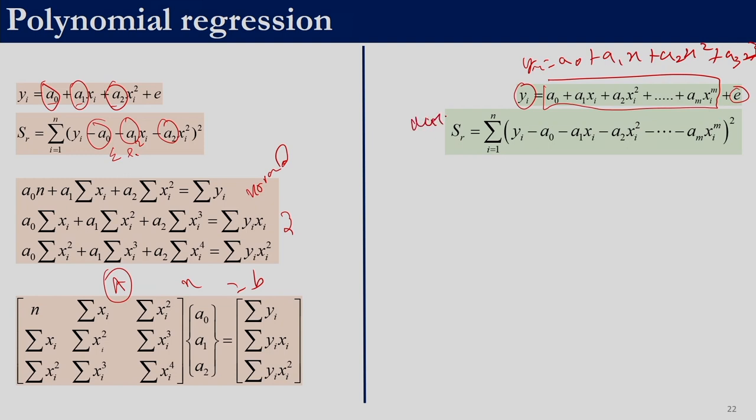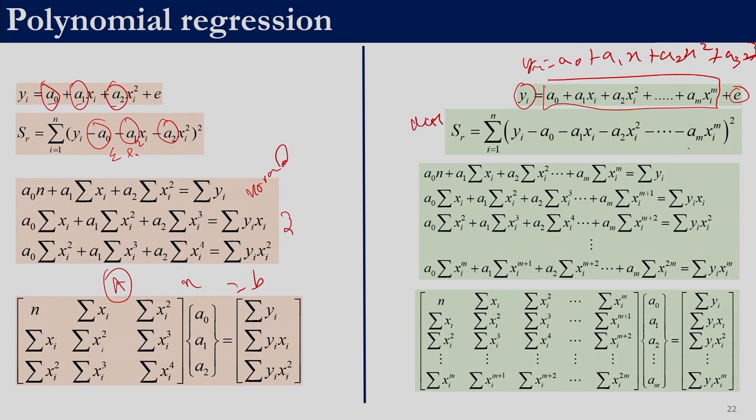To minimize this, we need to apply the stationary conditions. Here again it would be m plus 1 equations, because remember we have m coefficients from 1 to m, and then we also have this a naught. So right now we are not talking about a model without the constant coefficient, we are only talking about higher order polynomial terms being present in the model. So we can derive these m plus 1 equations. It's the same thing: dou Sr by dou a naught equal to 0, dou Sr by dou a1 equal to 0, dou Sr by dou a2 equal to 0, all the way up to dou Sr by dou am equal to 0. So these will be our m plus 1 normal equations.